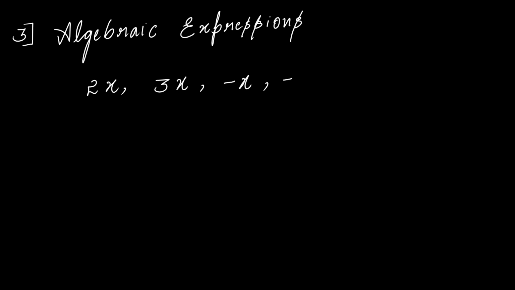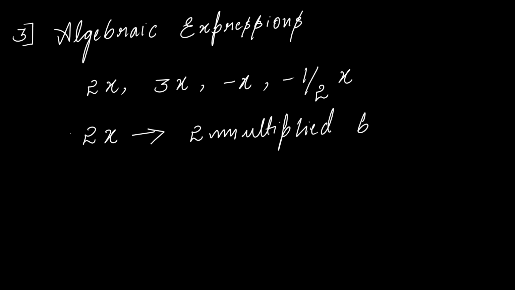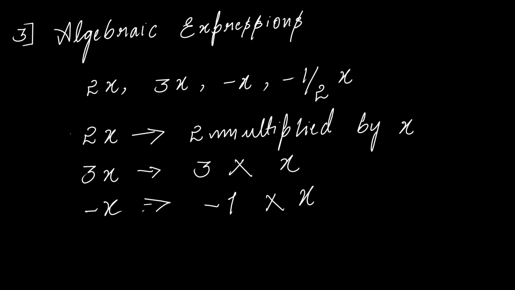Our next topic is algebraic expressions. Here 2x, 3x, minus x, minus 1 by 2x. You might be thinking what it is. It is very simple. 2x means 2 is multiplied by x. And 3x means 3 is multiplied by x. And minus x. Wherever you see only one variable, which is x or only variable y, you have to multiply it with 1. So here I am taking 1 multiplied by x. So minus 1 multiplied by x.